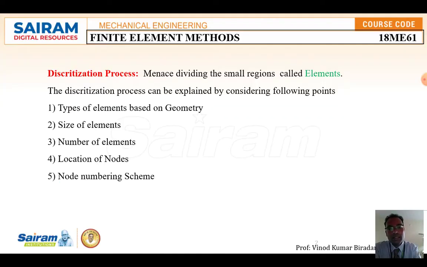The discretization process can be explained in the following 5 stages. Discretization means dividing the given element into small pieces, which are called elements. I already explained this in the basic steps involved in FEM. The first is the types of element based on the given problem, that is, the given geometry. The second is the size of an element, which size you are going to use. Then the number of elements, the location of nodes, and the node numbering scheme. These 5 steps you have to write in the discretization process, whereas the basic steps involved in FEM are different: how you are going to solve the numerical problems.